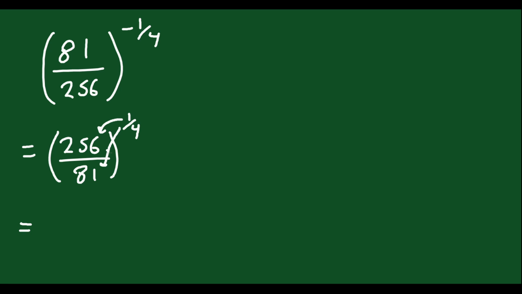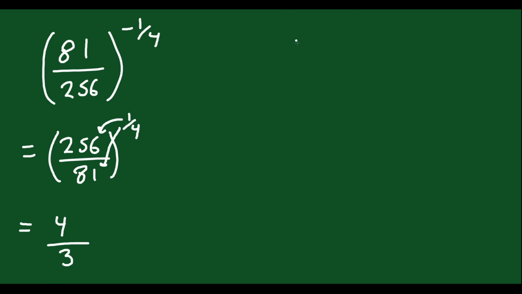So the fourth root of 256 is 4, because 4 times 4 times 4 times 4 is 256. And for 81, it's going to be 3, because 3 times 3 is 9, times itself, you get to 81. So 3 times 3 times 3 times 3 is 81. So 4/3 is going to be your final answer.